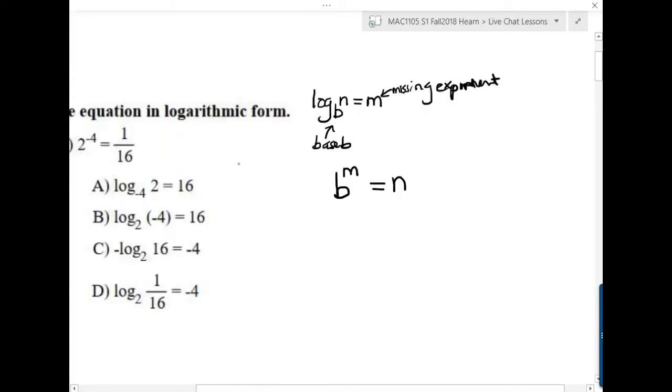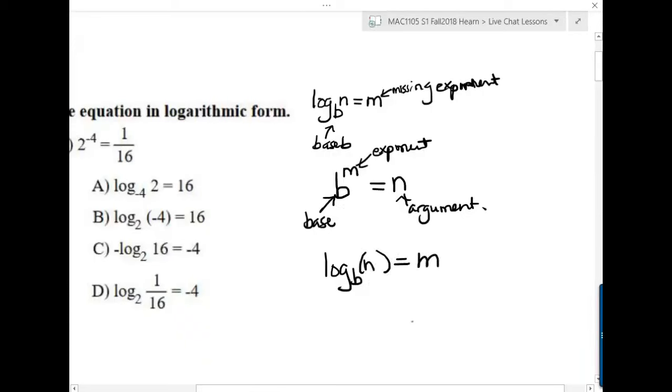We're going backwards, of course, this time, so we're starting with the exponential expression that has a base b, and the exponent is m. That's what the log will be equal to. And so this must be the argument of the log. It's the last thing left over. So I would say, okay, I'm going to write my log with a base of b. I'm going to take log base b of n and get the exponent m.